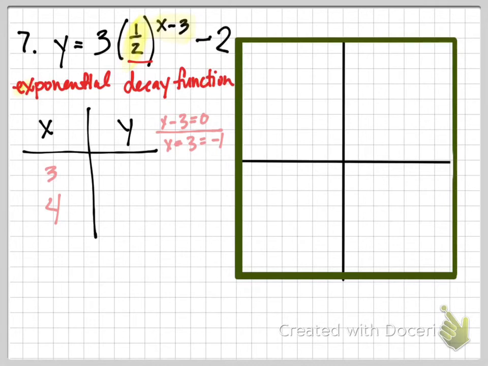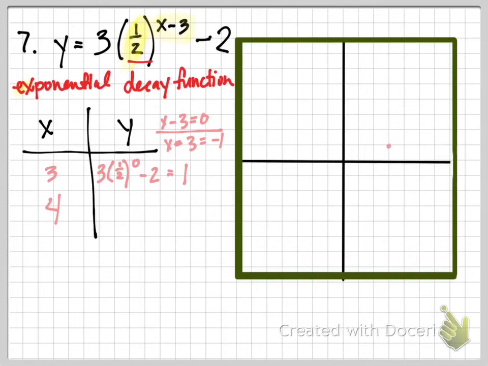So in this case, if I plug in x equals 3 into my function, I get 3 times 1/2 to the 0 power minus 2. 1/2 to the 0 power is just 1, so 3 minus 2 equals 1. So I can plot a point at 3, 1.